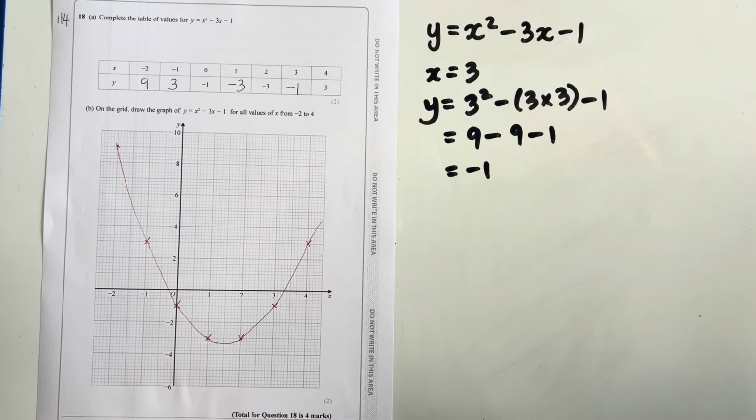There we go. So there are 4 marks available. 2 marks for getting everything right in the table in part A, and 2 marks for getting the points plotted and drawing a smooth curve in part B.